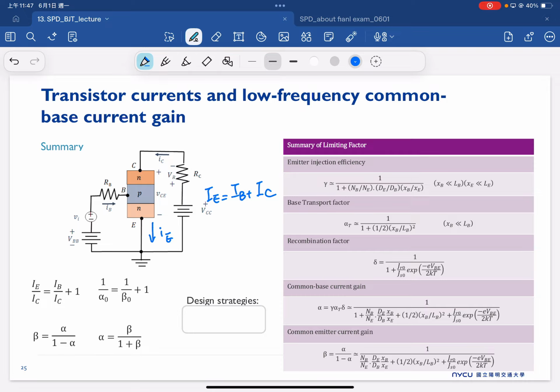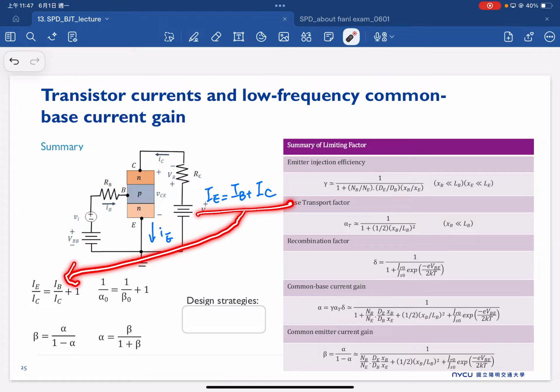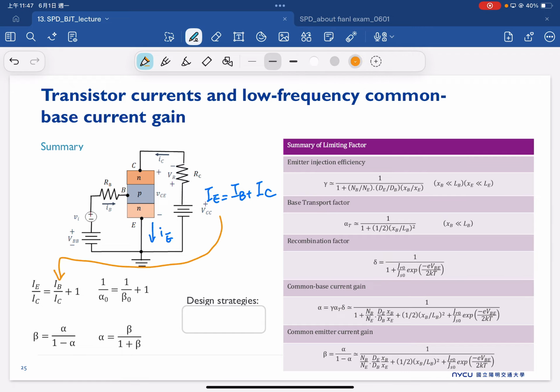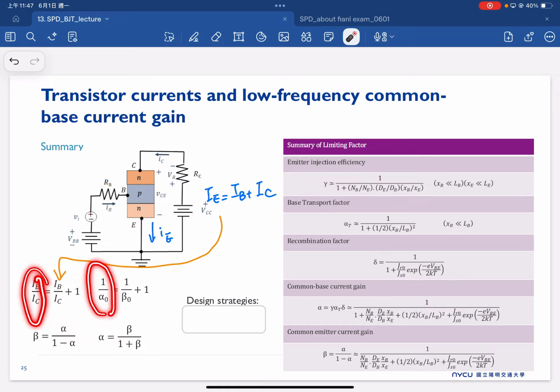So with this, we can get this formula, all divided by IC, the collector current, then you can get this one. And therefore, this will be equal to 1 over alpha. Just look at the definition of alpha, you will find it. And this will be equal to 1 over the beta.